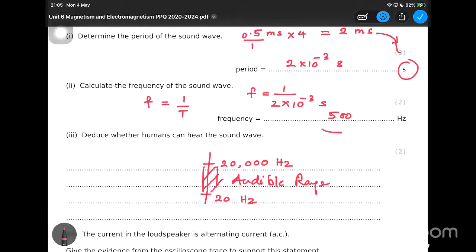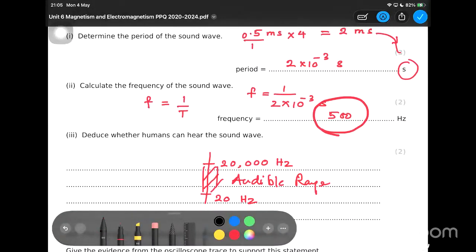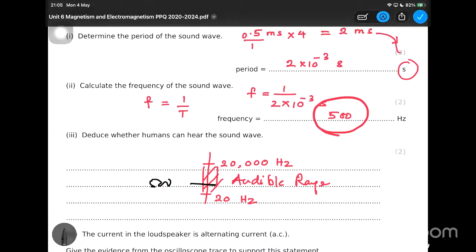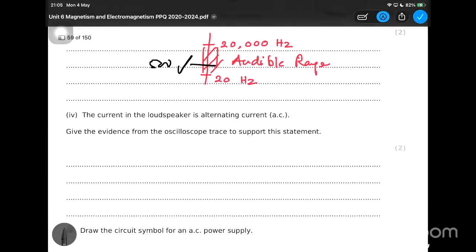So we are dealing with 500 hertz, which means 500 somewhere here. Therefore we can hear this sound. Okay, we can hear this sound.